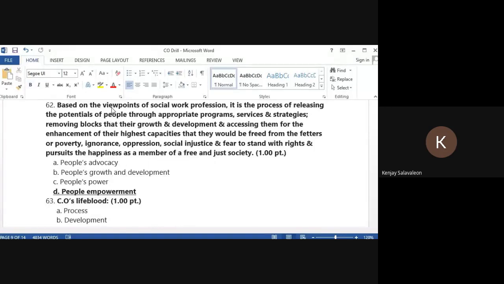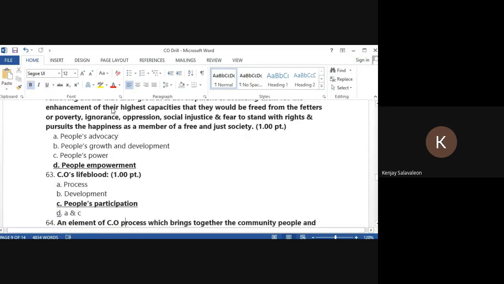63. Community organizing's lifeblood is people's participation. Ito yung bumubuhay ng CO. Kahit gaano pa ka-expert, kahit gaano pa ka-experiensyado si CO worker, kung walang participation, kahit gaano pa karami yung funds, kahit million pa yan na project, without people's participation, all of the efforts of the social worker will go in vain.